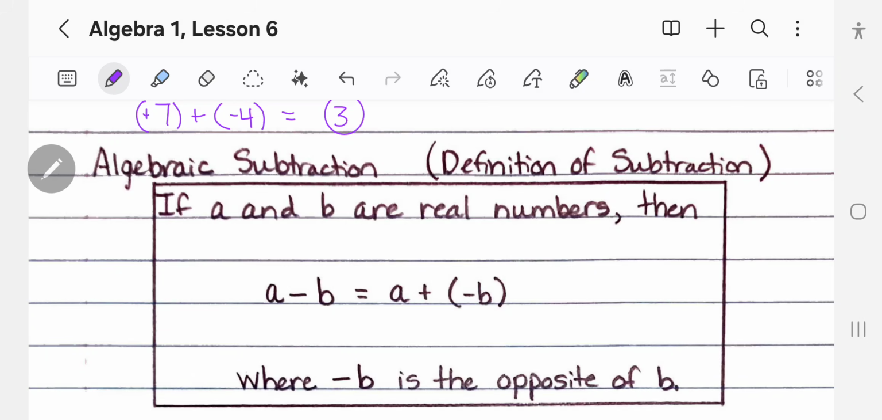And it says if A and B, and those are just letters that are representing values, numbers, any real number, and that's all that you've dealt with so far are real numbers. If A and B are any real numbers, then A minus B is equal to A plus the opposite of B. Now we're going to start using this symbol in another use, as the opposite of B, where some people would say minus B or a negative B. We're going to say opposite of B.